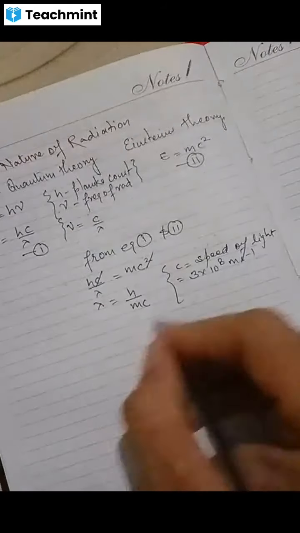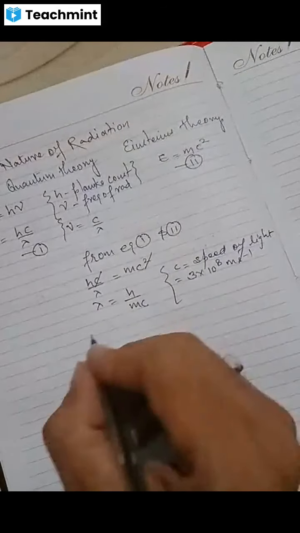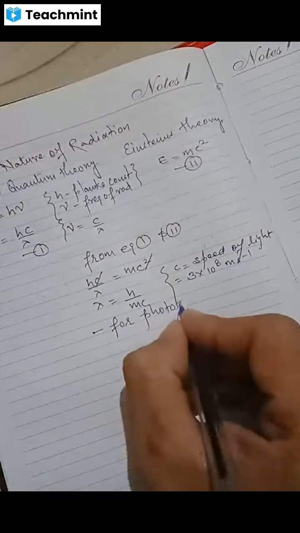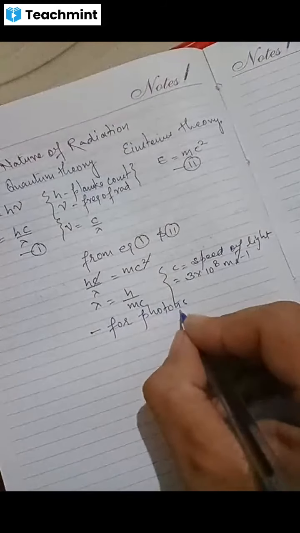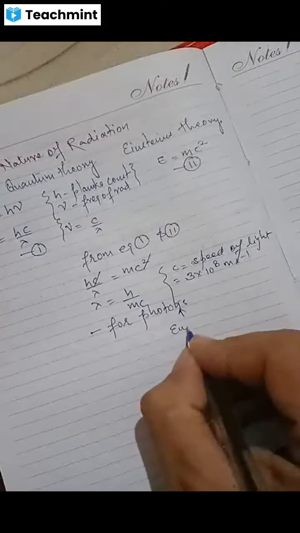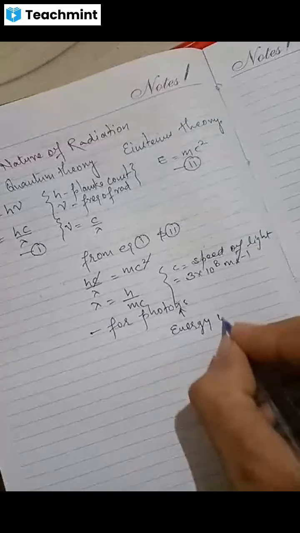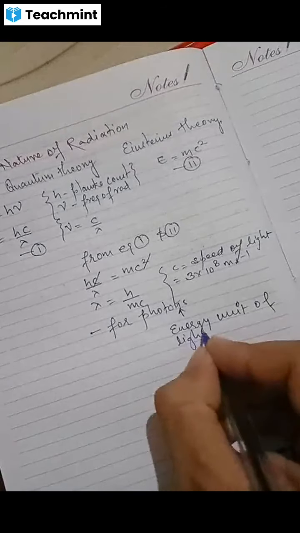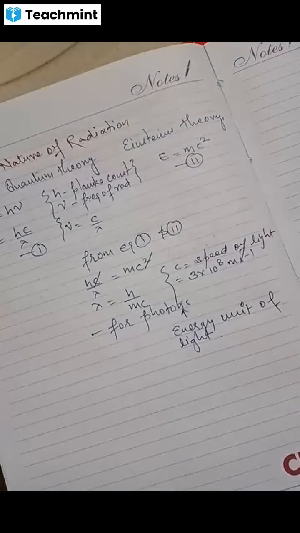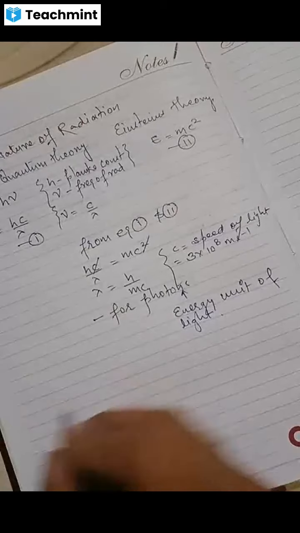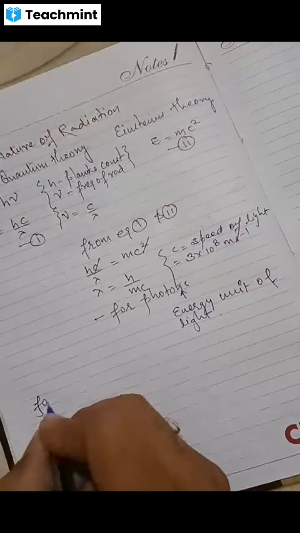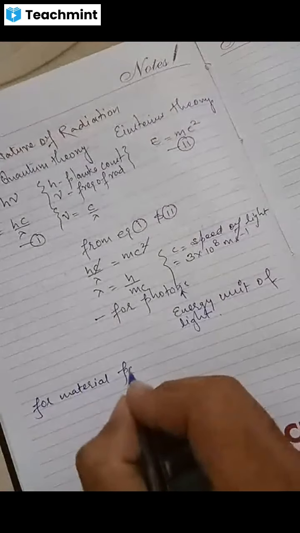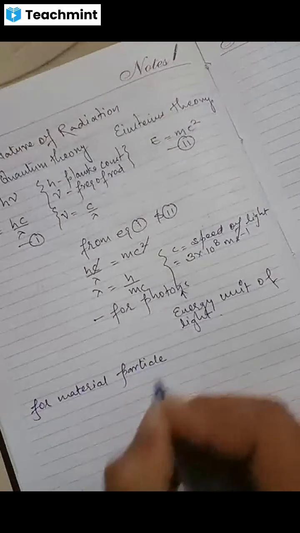Right. So now this expression is for the photon. Now what are photons? Photons are energy units of light. So these are energy units of light. Now for material particle, what you'll get for the material particle, dear students?